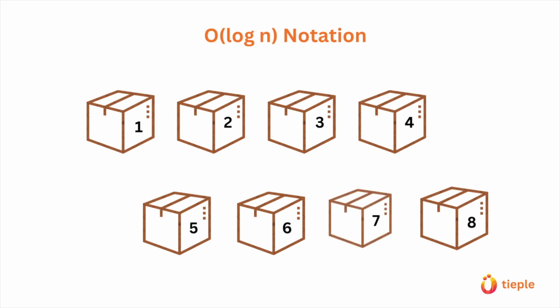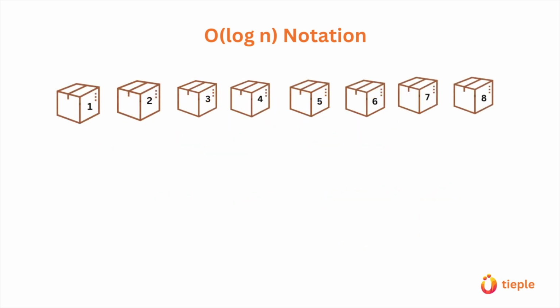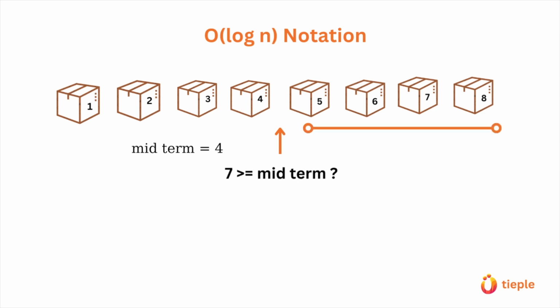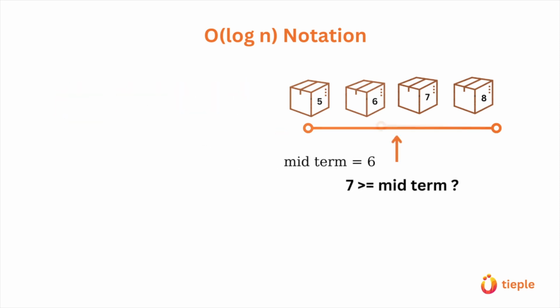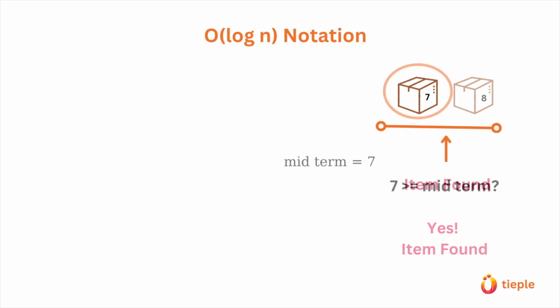So, here's a smart move. Since the boxes are in order, start in the middle. Is 7 greater or lesser than the middle number, which is 4? Well, it's greater. So you know that it's in the second half. You discard the first 4 boxes and search again in the next 4. So you keep repeating and dividing the remaining half until you find number 7.